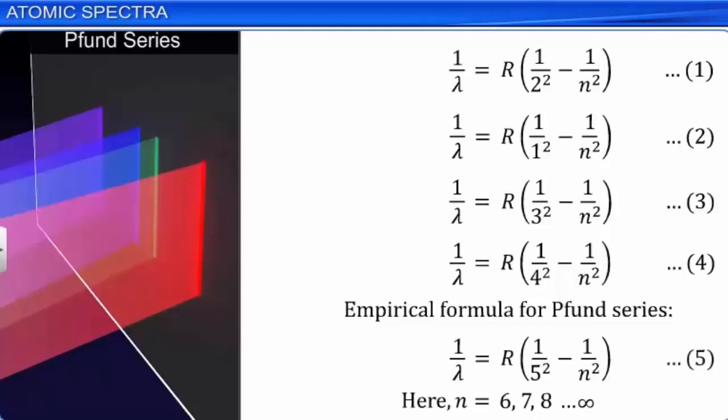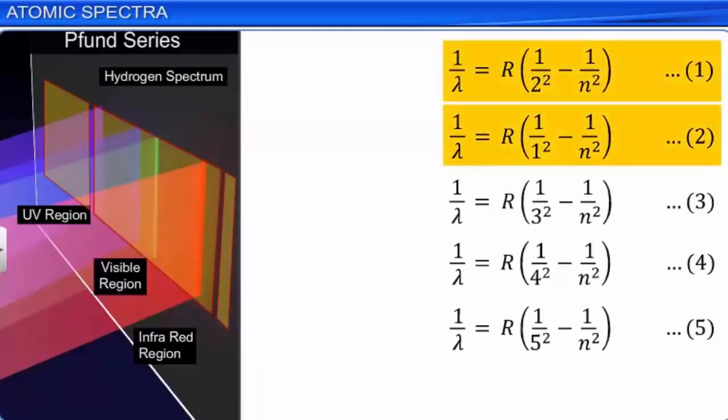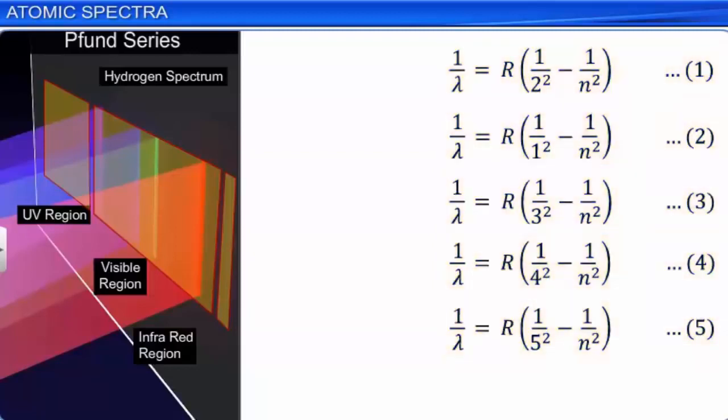Spectra of only few elements like hydrogen, singly ionized helium, doubly ionized lithium, etc. can be represented by the simple formulae like equation 1, 2, 3, 4, and 5. Still, these equations are very important as they give the wavelengths that a hydrogen atom radiates or absorbs.